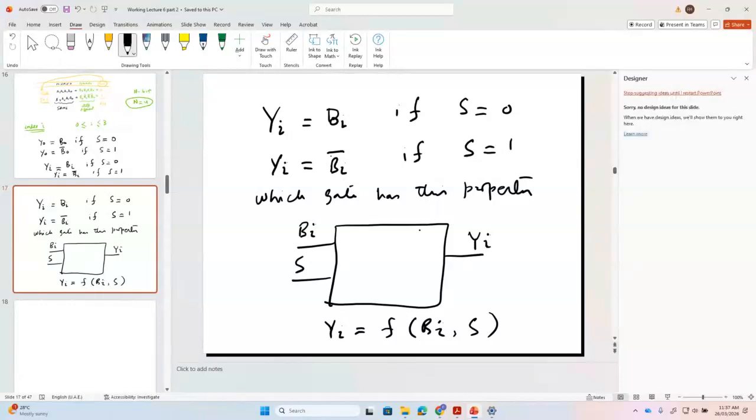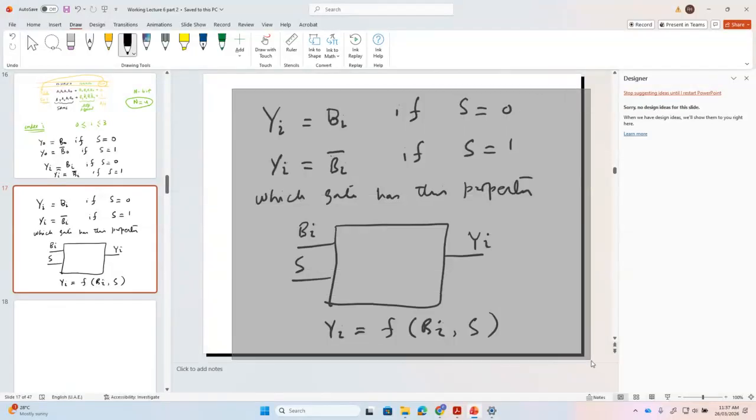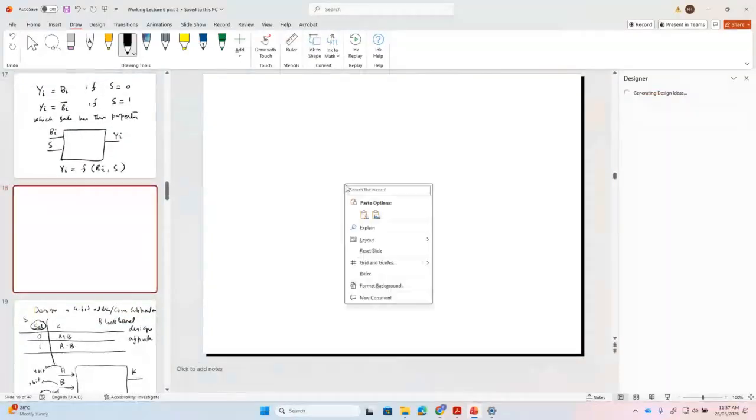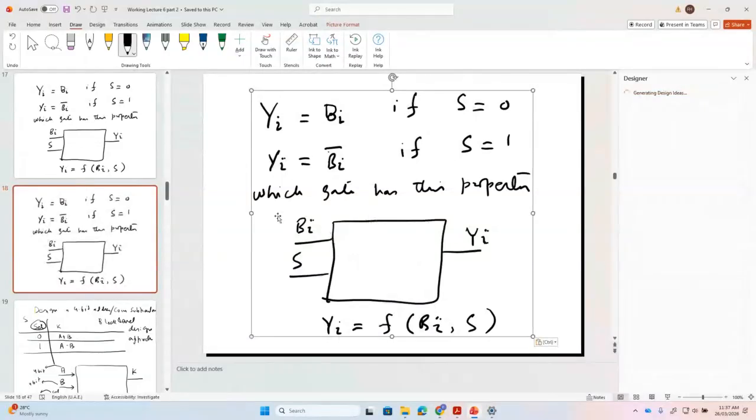Yes. Okay. Now, which gate has this property? If the input is 0, it will be the same input. Which gate has this property? XOR? Yes, very good. It means that you are paying attention. So now what I'm going to do is take a copy, Control C, and paste it here.